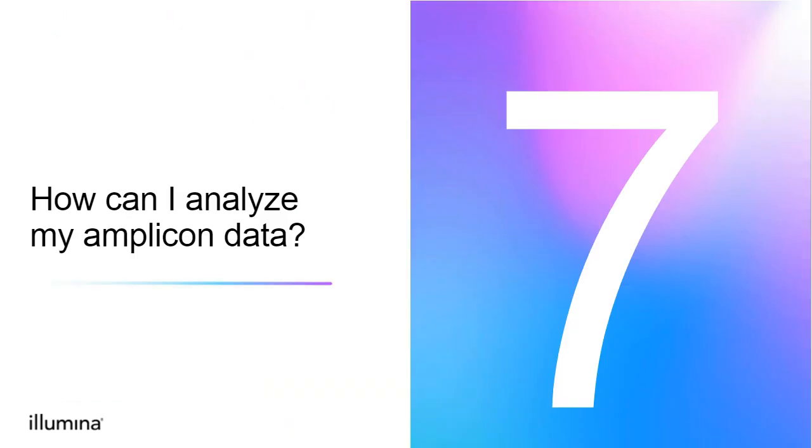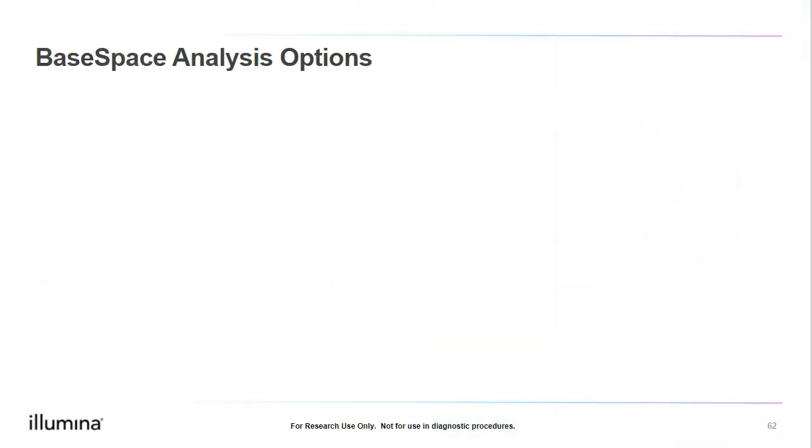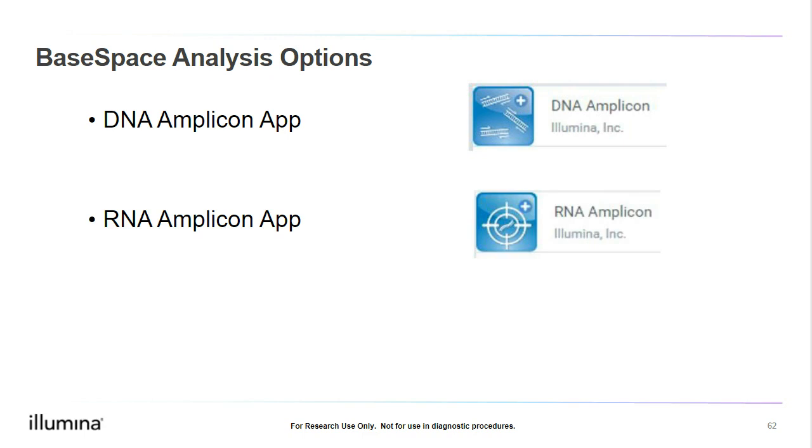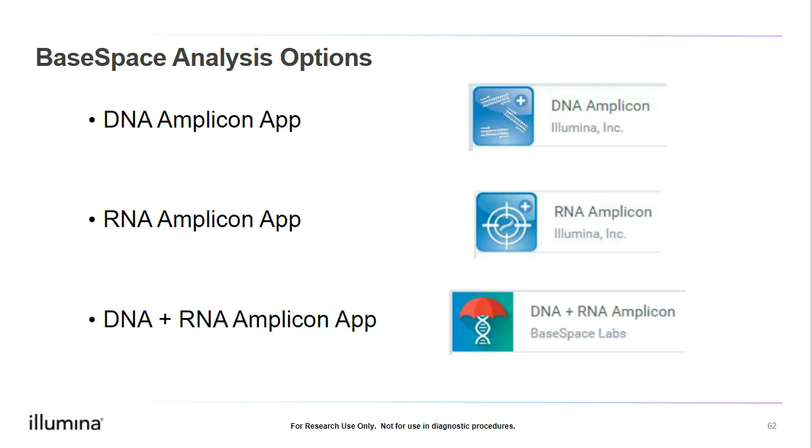Once we have our sequencing data, how can amplicon data be analyzed? There are both BaseSpace and local analysis options available for amplicon datasets. On BaseSpace, if our input is DNA, we can use the DNA Amplicon app. If our input is RNA, we can use the RNA Amplicon app. If our input is both DNA and RNA, instead of launching each app separately, we have a combined DNA plus RNA Amplicon app that will run both analyses.